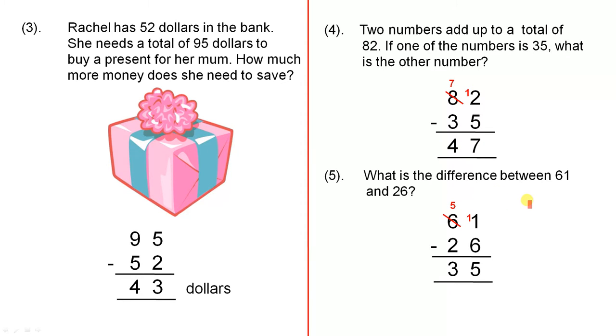What is the difference between 61 and 26? There's that word difference again, which means subtraction. So 61 minus 26. 1 take away 6 we can't do, so we trade. We take one of these tens here. There it is, that's a 10. We take it from this column. Now there are 5 tens left. So 11 take away 6 is 5. 5 take away 2 is 3. So the difference is 35.